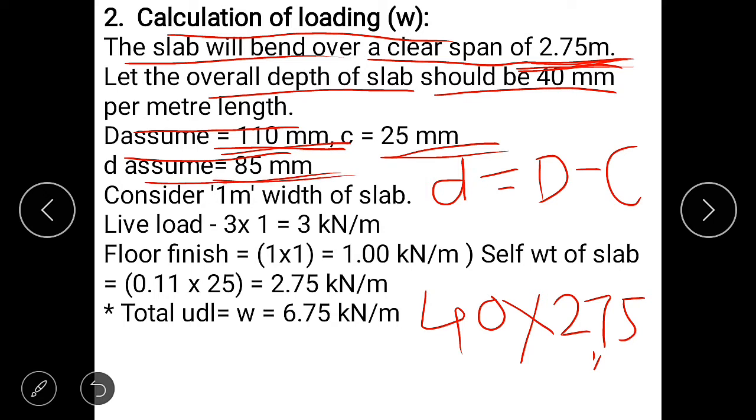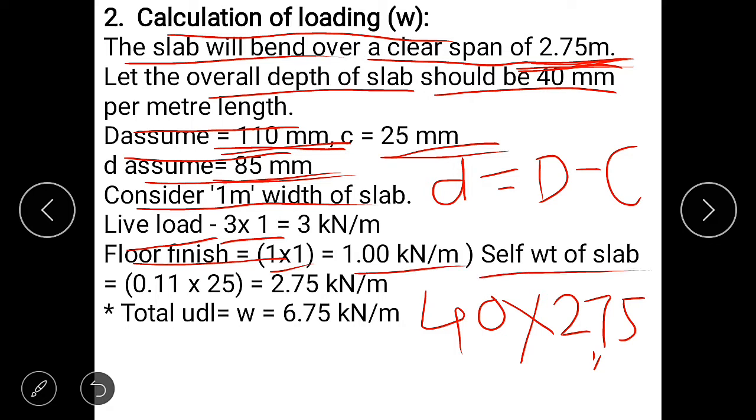So D is 85 mm. Now consider 1 meter width of the slab. So live load is given 3 kilonewton per meter. Floor finish load is also given 1 kilonewton per meter.